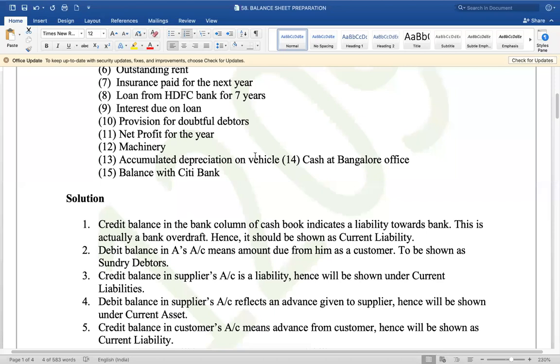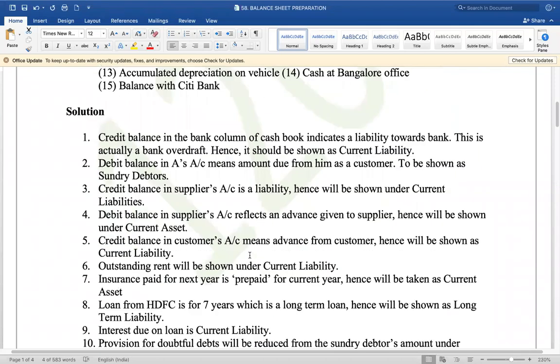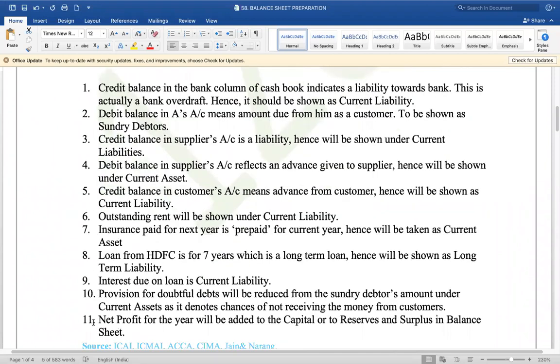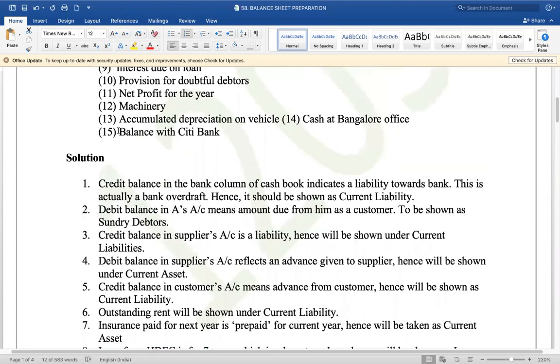Okay. Next is 11. Net profit for the year. What is net profit for the year? Net profit, as I discussed with you yesterday, is added to the capital. Okay. Capital. Next is balance with Citibank. What is this?